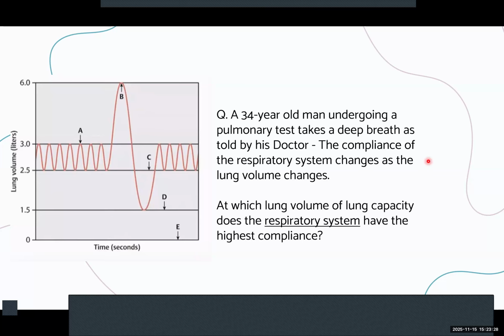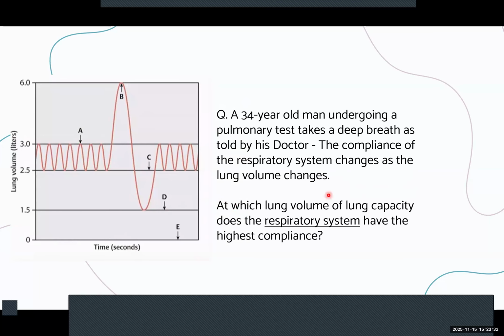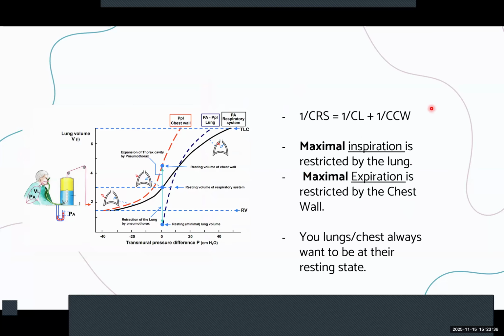Let's move on to the next question then. This was another explanation about this question. Instead of asking a question like this, because I took the most complicated version of this question, he might just ask you what's the formula to find the compliance of the respiratory system or lungs. So this is the formula you're going to use. It might just come as an MCQ just for this. And this is basically what I wanted to explain to you by telling you maximal inspiration is restricted by the lung, maximal expiration is restricted by the chest wall.